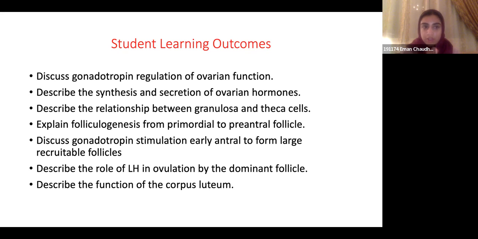So gonadotropin regulation, synthesis and secretion of the ovarian hormones, the relationship between the granulosa and theca cells, so basically FSH and LH, and we're going to talk about that. Folliculogenesis from primordial to preantral follicle, and then we're going to talk about how gonadotropin, which is our main hormone in all of this, is kind of controlling the entire thing, okay? Now, there's a lot of words in here already, and it's just the learning outcomes, but we'll make it easy. I'm going to talk about the hormones more towards the end, because if you understand generally what is happening, then when I talk about the hormones, I feel like you will understand it a little bit better to see where it comes in and what exactly it's doing, okay?